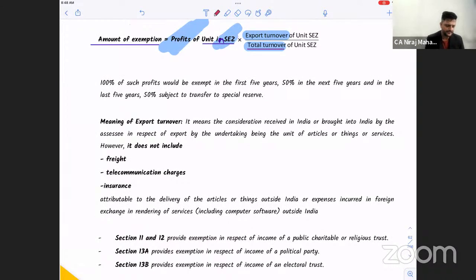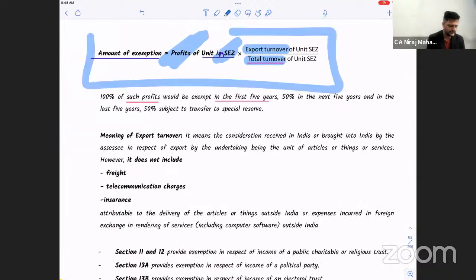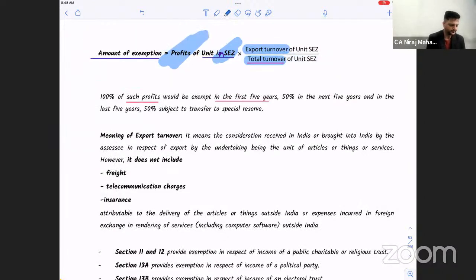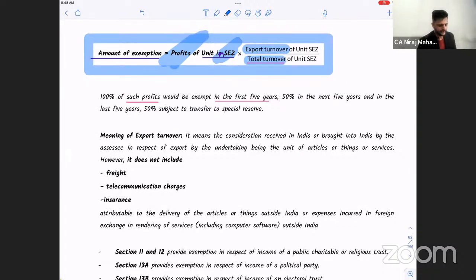100% of such profits will be exempt in the first 5 years. Of such profit means what? Whatever you are doing as per this calculation, whatever is the result of this, okay? So whatever number comes out of this calculation, everything is exempt for the first 5 years. However, for the next 5 years, of whatever is allowed out of this formula or this number, only half is allowed.